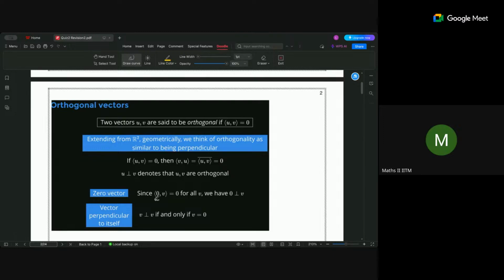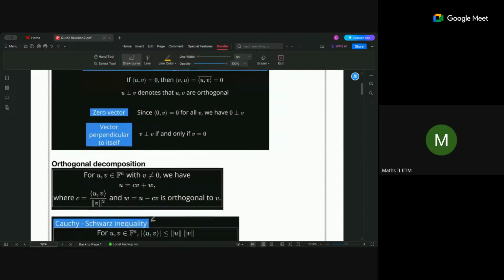So u perpendicular to v or v perpendicular to u are the same. The zero vector is orthogonal to all vectors: you take any vector, 0 is orthogonal to it because inner product 0 comma v is 0. What is the only vector which is perpendicular to itself? The zero vector. No other vector can be perpendicular to itself.